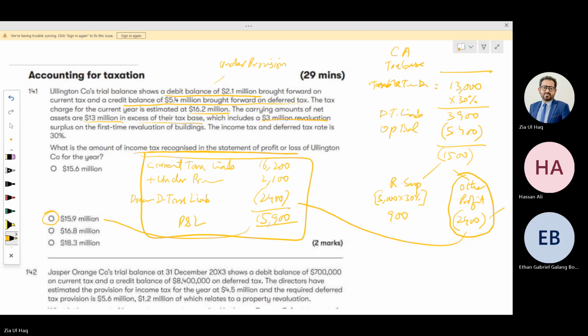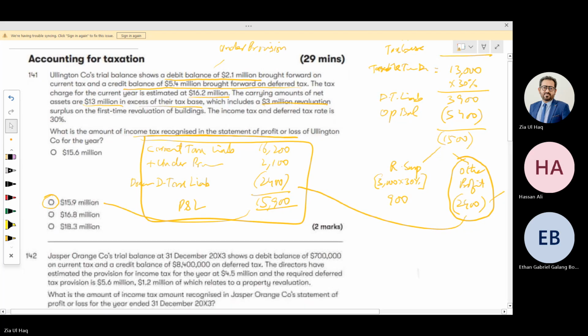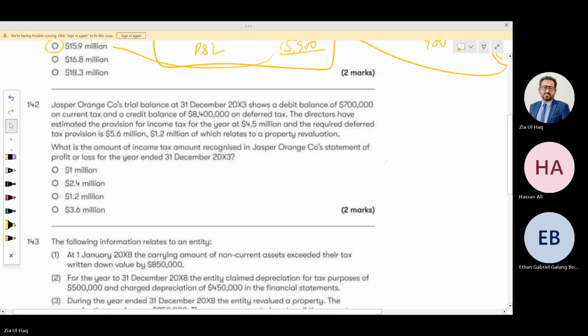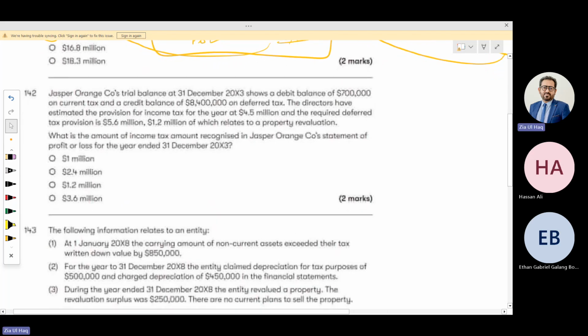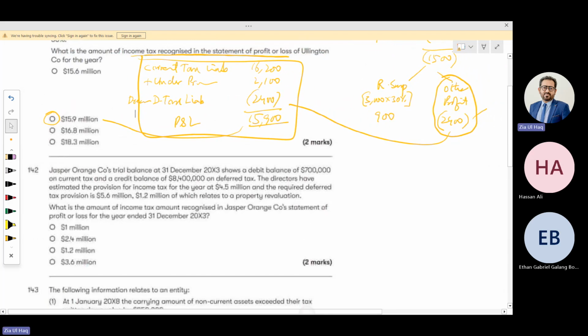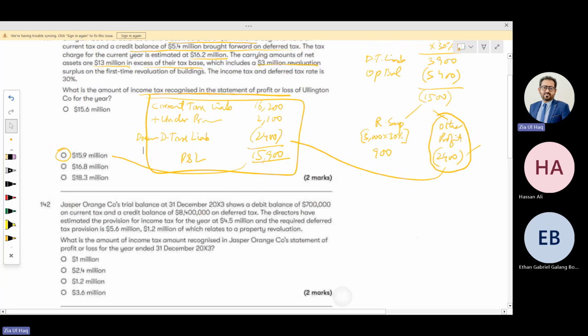Shall we move forward? Question 142. Good luck, everybody. Same. The format will be the same, but the amounts and under or over provision might be different.